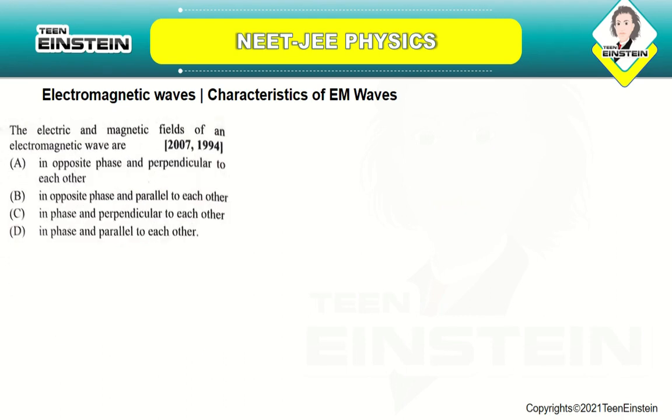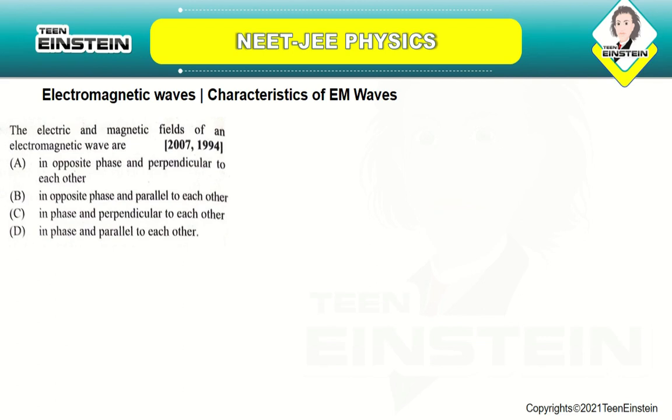The electric and magnetic fields of an electromagnetic wave are, again they have given you some options here: in opposite phase and perpendicular to each other, in opposite phase and parallel to each other, in phase and perpendicular to each other, in phase and parallel to each other. Okay.